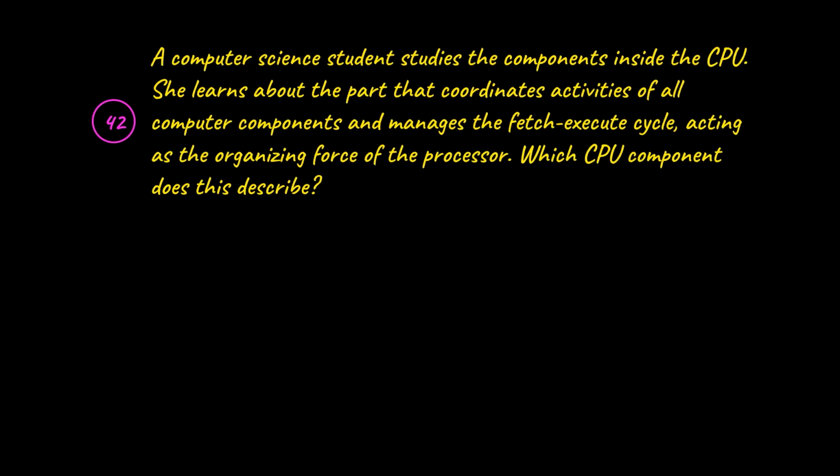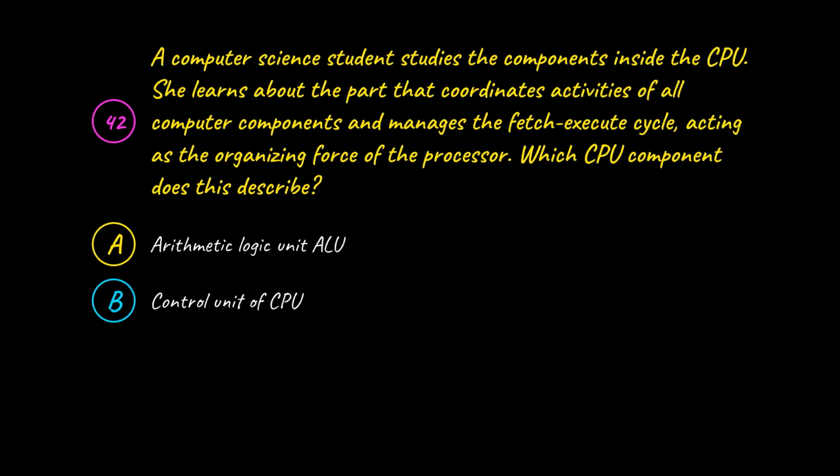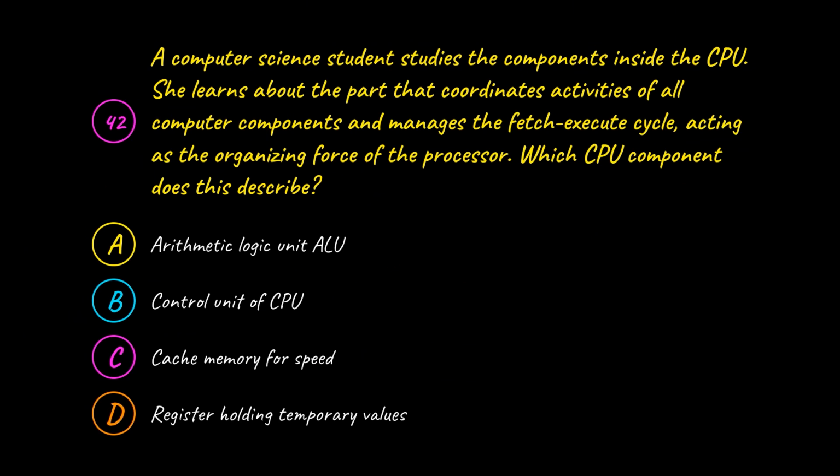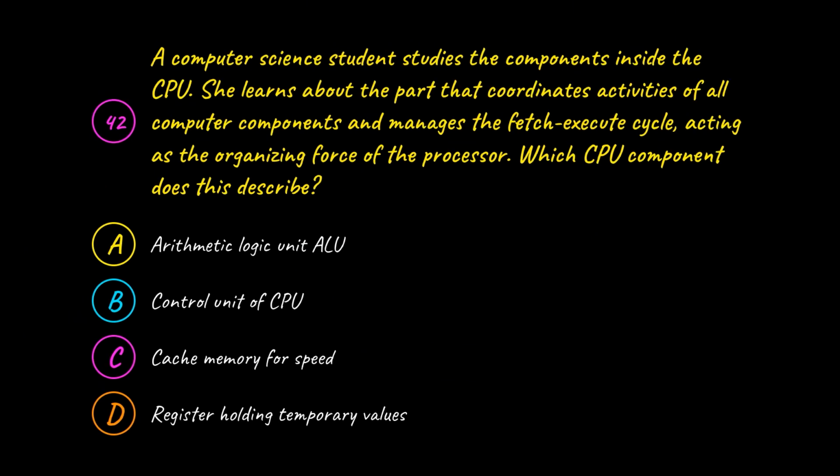Your options are A. Arithmetic logic unit, ALU, B. Control unit of CPU, C. Cache memory for speed, D. Register holding temporary values. Take a second. Which answer would you pick?